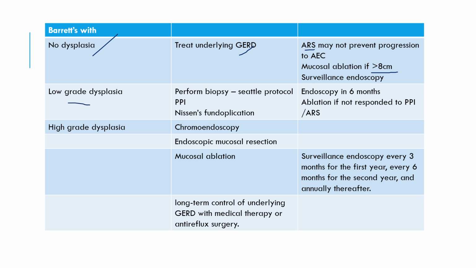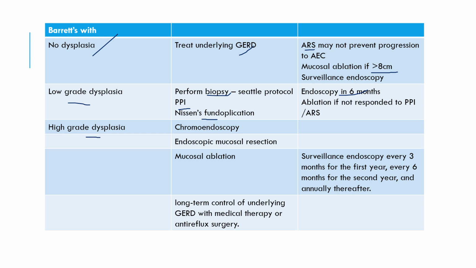If it is low-grade dysplasia, you have to perform biopsy if not done by the Seattle protocol. You have to always give PPI and Nissen's fundoplication, which is a 360-degree stomach wrap around the esophagus. Endoscopy can be done in 6 months to look for any changes, like whether the low-grade dysplasia has progressed to high-grade or to adenocarcinoma. Ablation if it has not responded to PPI or anti-reflux surgery.